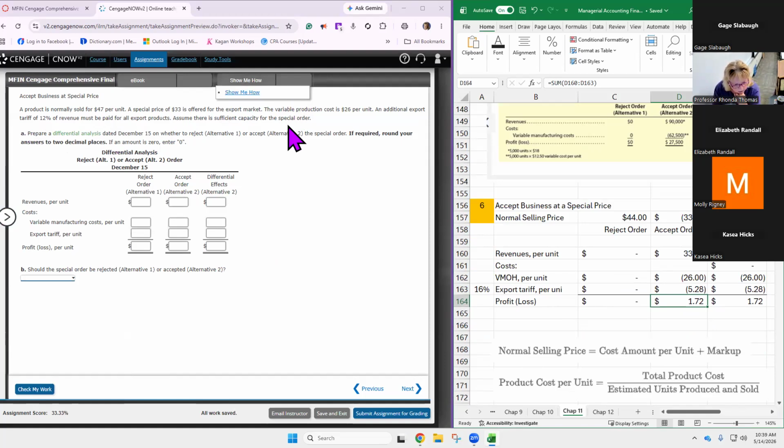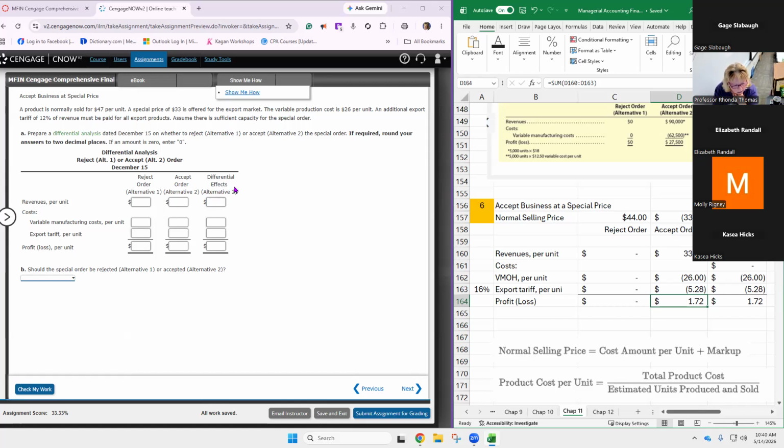Okay, so it's some kind of special deal. The variable production cost is $26 per unit, and there is an additional export tariff of 12% of revenue that must be paid for all export products. Assume there is sufficient capacity for the special order. So you wouldn't even consider a special order unless you had the capacity, right? If you don't have the room to make it, might as well forget it. All right, so we're going to prepare what's called the differential analysis. We're going to compare alternative 1 to alternative 2.